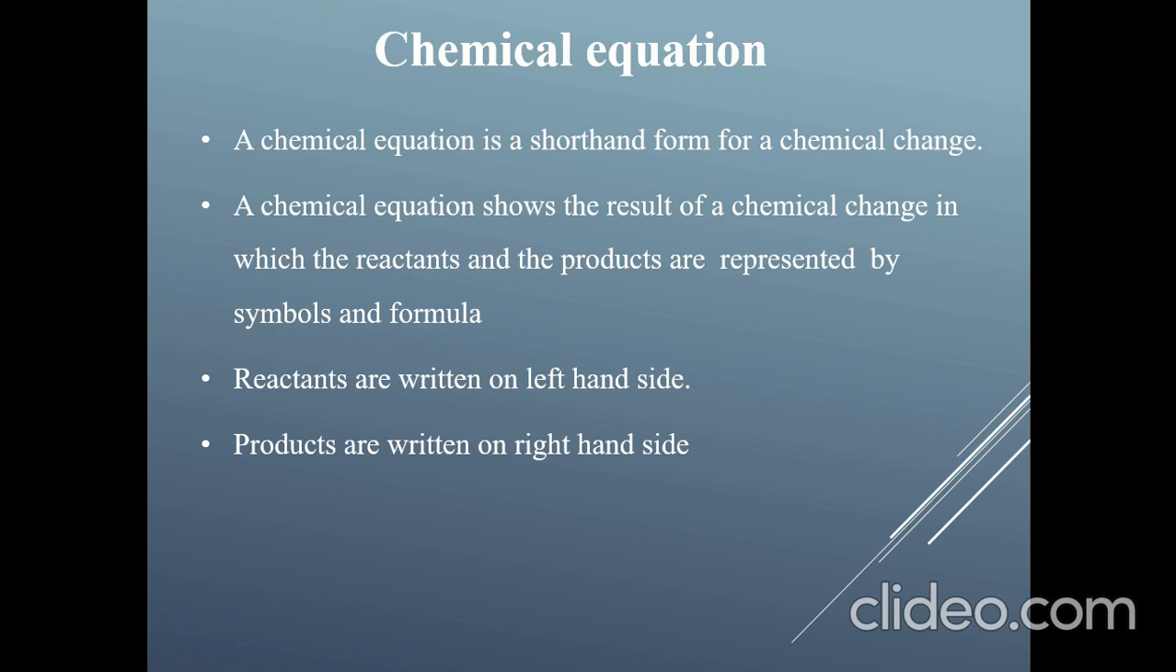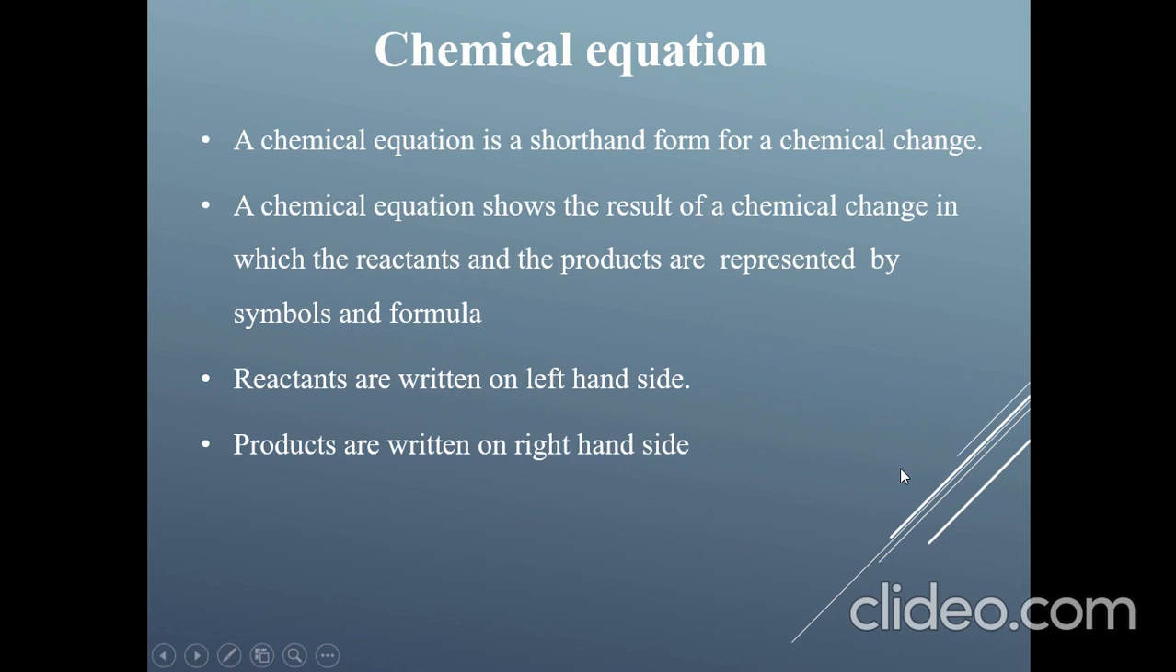Reactants are always written on the left hand side and products are always written on the right hand side. Now, what information is provided by this chemical equation? A chemical equation tells us about the chemical nature of reactants and products. Then it tells us about the nature of the elements and radicals which are involved in the chemical equation. Then it tells us about the direction of the reaction.